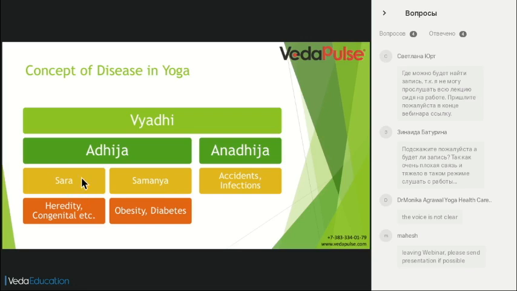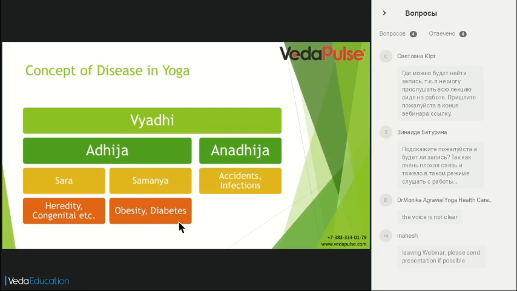And the Sara types of vyadhis are the ones which are because of heredity or congenital heart problems, etc., where the past life karmas are affecting the present health condition. И к сара относятся наследственные заболевания, врожденные заболевания, те, которые развиваются ввиду предшествующей кармы прошлой жизни. And the samanya ones are the common psychosomatic disorders that we talk about, like obesity, diabetes.